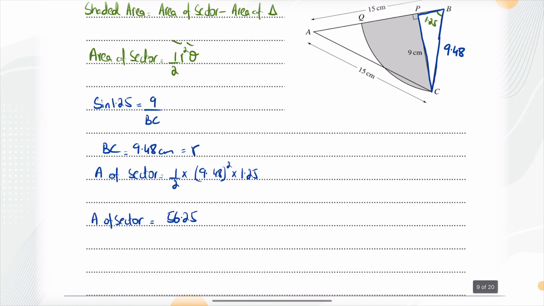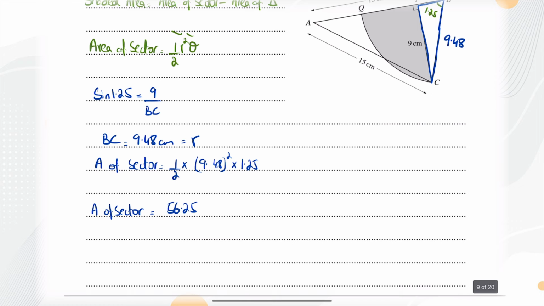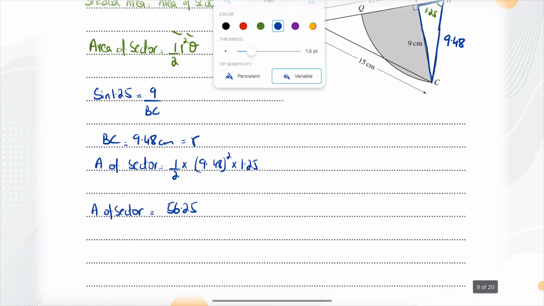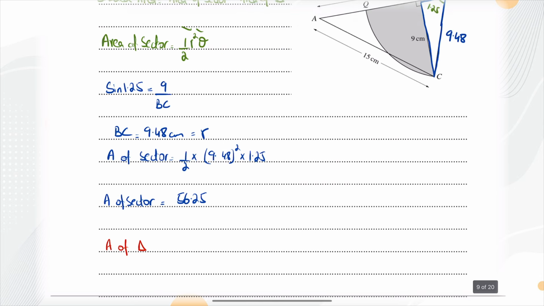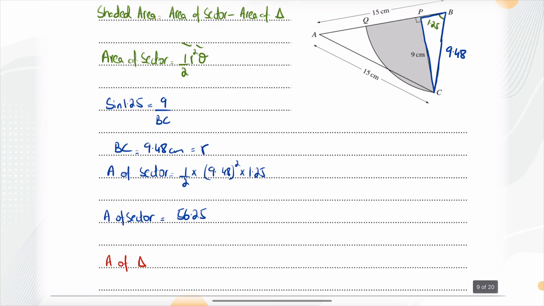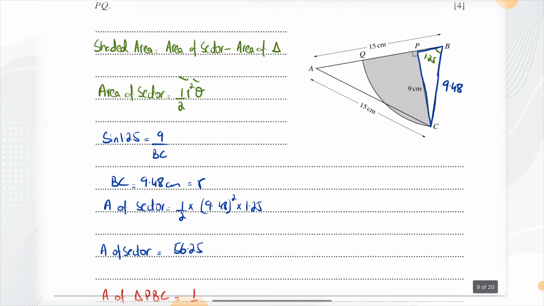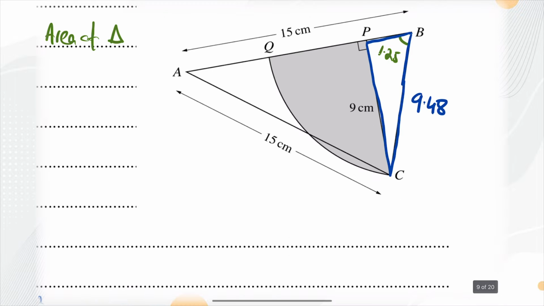Alright, now from this we're going to do what? From this we need to subtract the area of triangle. Alright, so let's find that out. Let's find the area of triangle. And what triangle are we talking about? We're strictly talking about PBC. Now, do we have enough information to do that? We kind of do, and at the same time we also kind of don't.